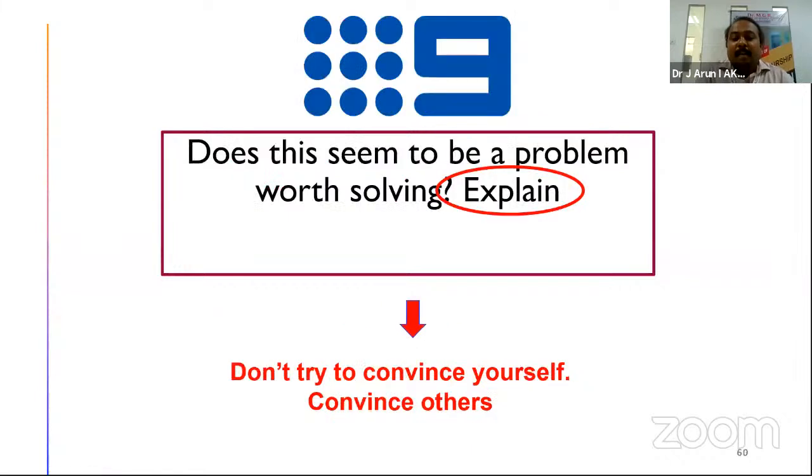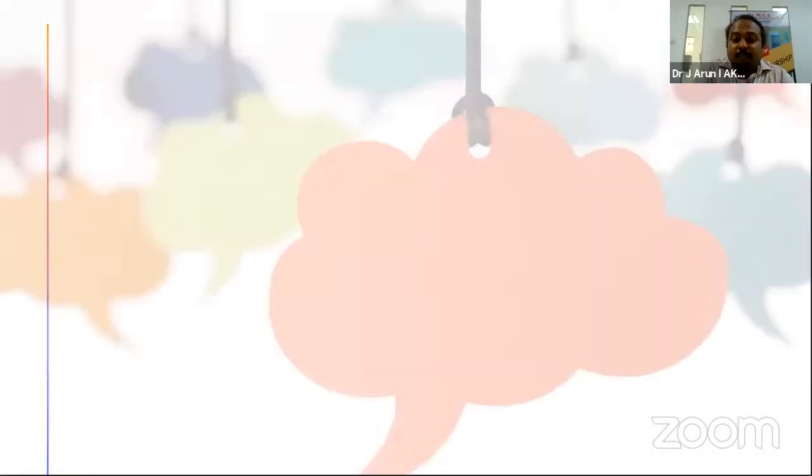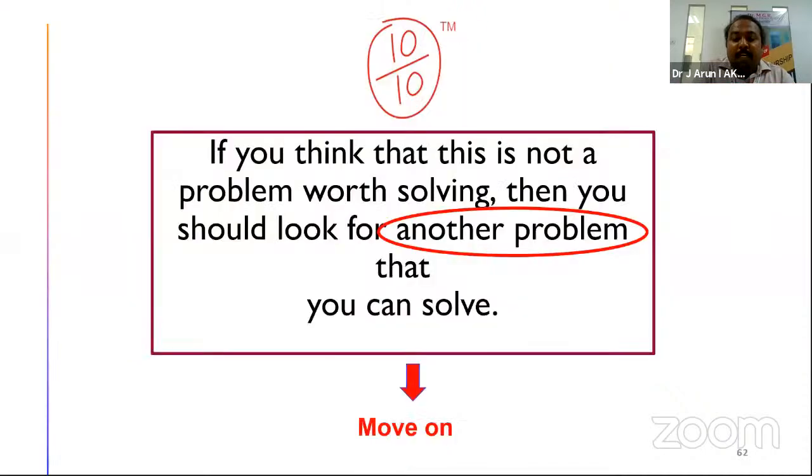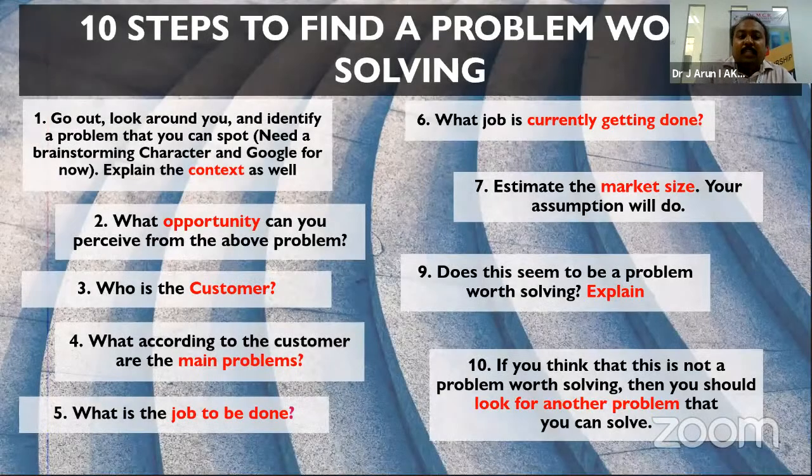Number 7. Number 9: does this seem to be a problem worth solving? You have to explain it. Just pen it down in a small abstract paragraph. That is enough. Don't try to convince yourself, convince others. When you explain in detail, you will get to know the problem statement. Number 10: if you think this is not a problem statement worth solving, then go for another problem. Just move on, okay? So these are the 10 steps.